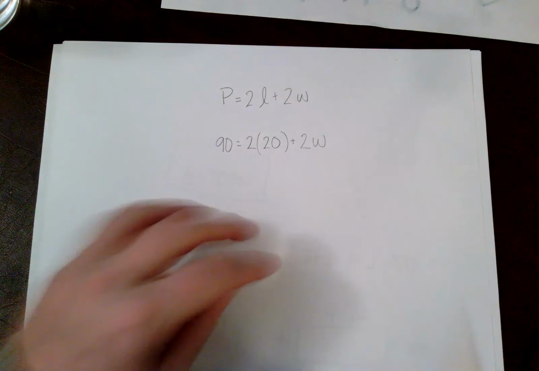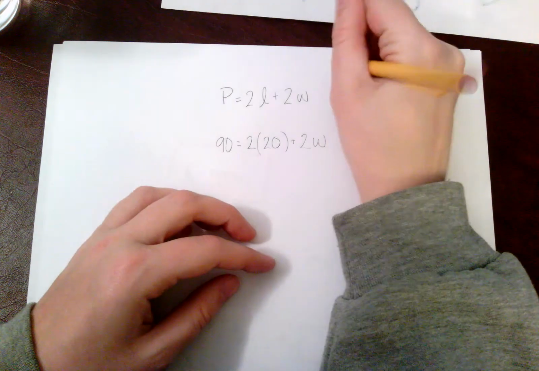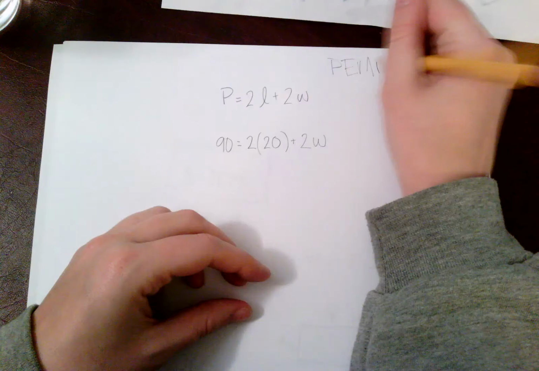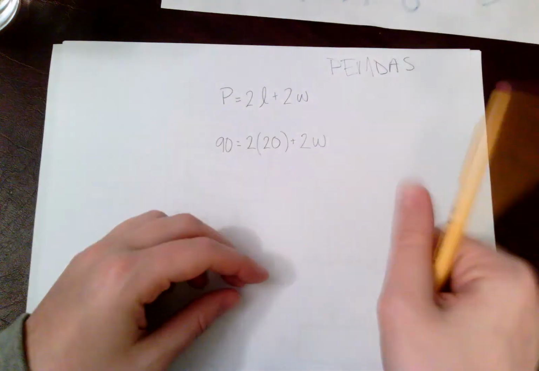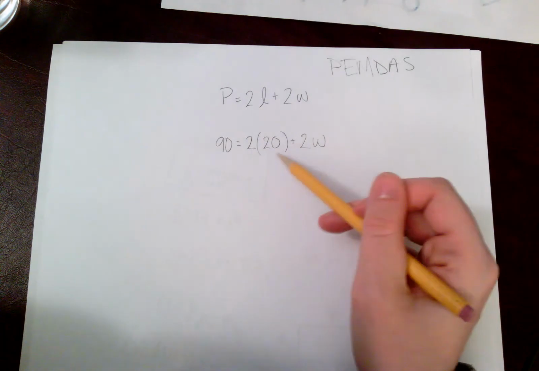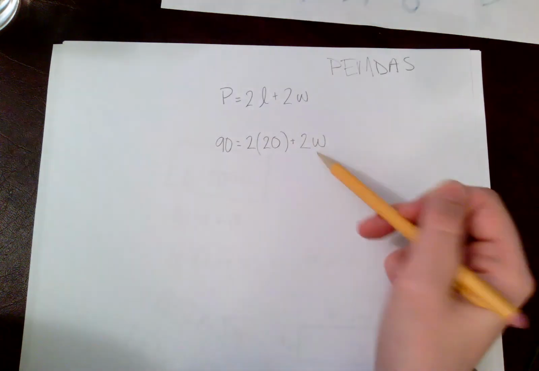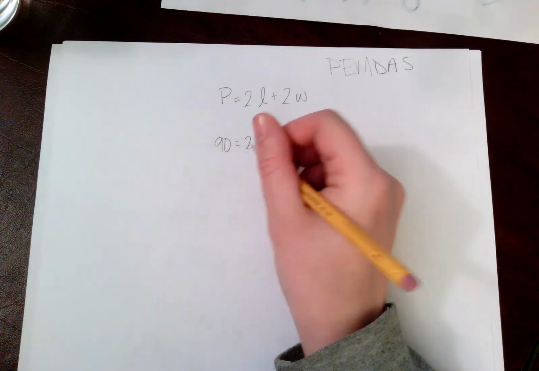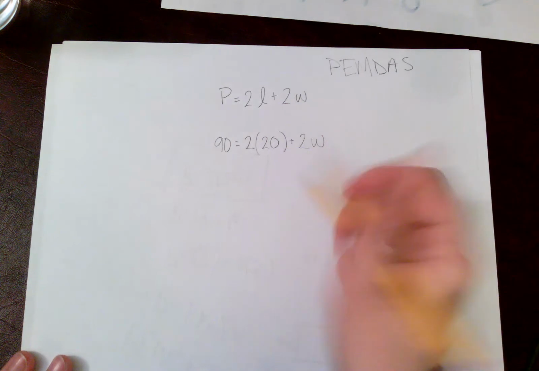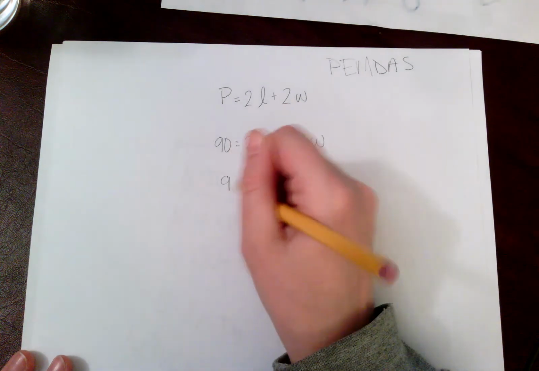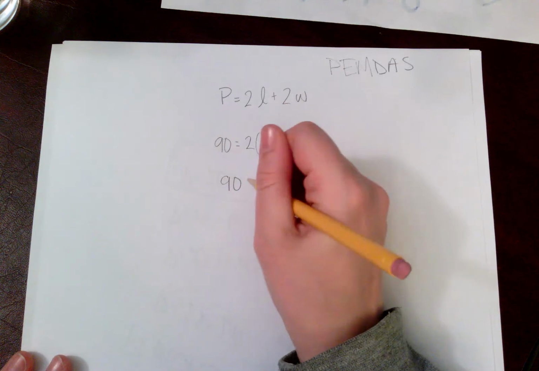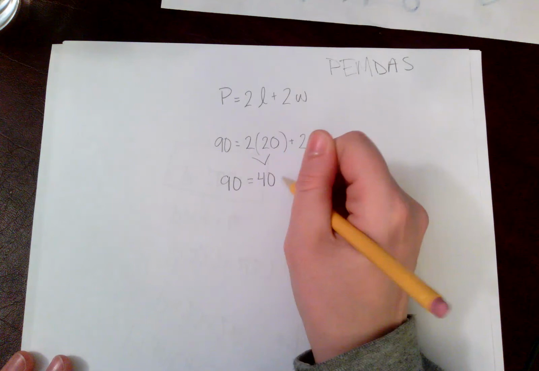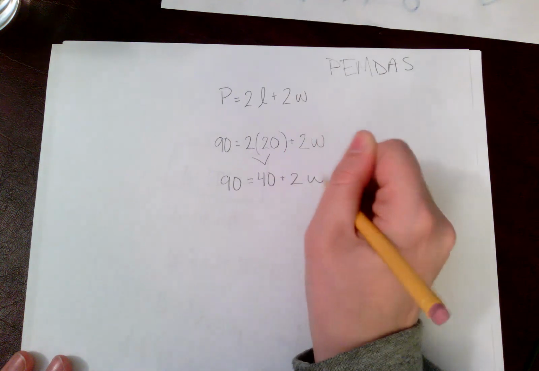So I always think, let's go to handy dandy PEMDAS. I have multiplication here or addition. I can't really do anything with this 2W. So let's take care of our multiplication first. So we have to put into our calculators, or if you know in your head, 2 times 20 is 40. So we're going to rewrite 90 equals 2 times 20, which I said was 40, plus 2W.